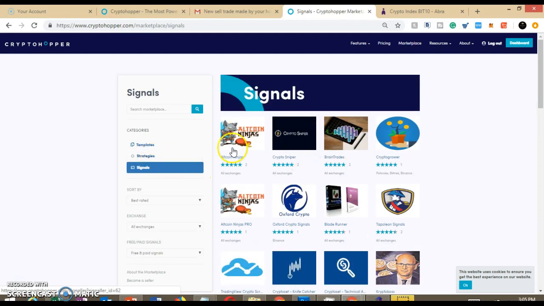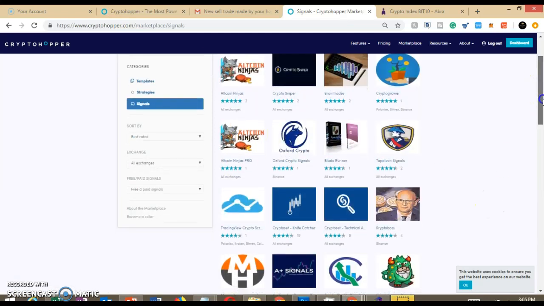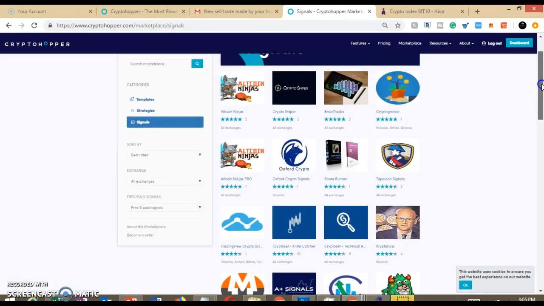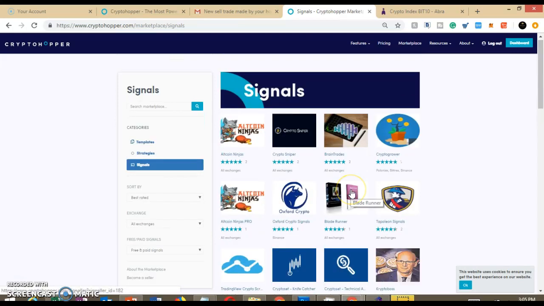Okay, so I happen to be subscribed to the Altcoin Ninjas, and I think there's another one that's only for Bittrex. And again, this is where I get my signals from, and these have been working just fine. There are some pretty decent ones. I've seen other people with their configurations that use Crypto Grower. And you can see here they are used for different exchanges. Some of these say all exchanges, but I am subscribed to about 3 of them. And so far, so good.